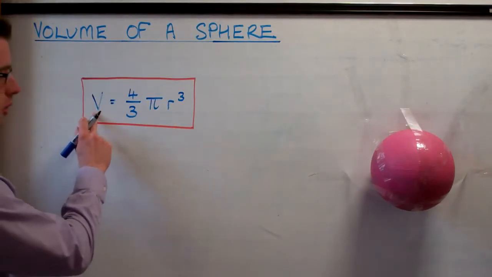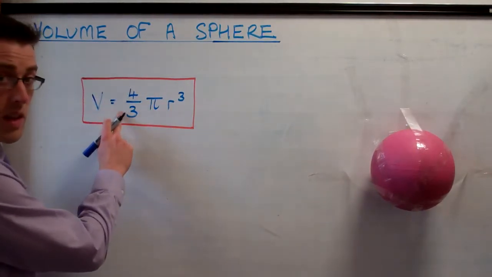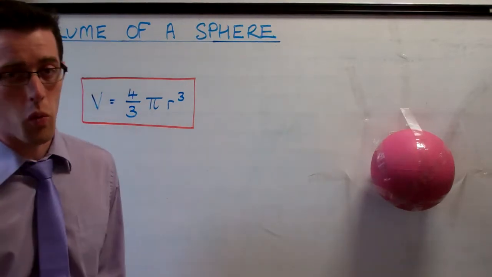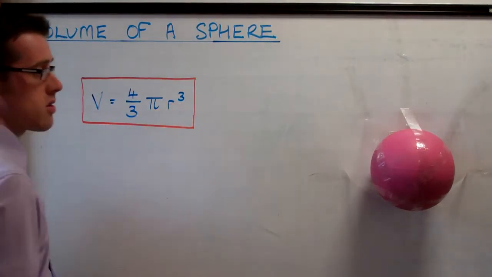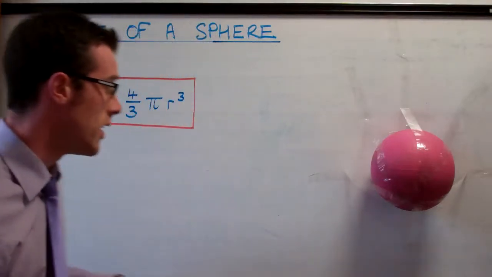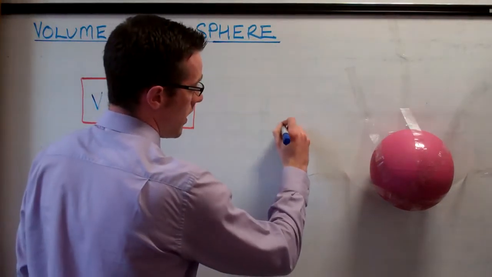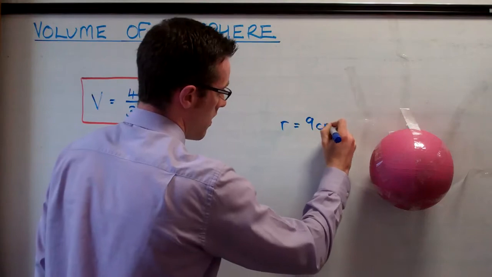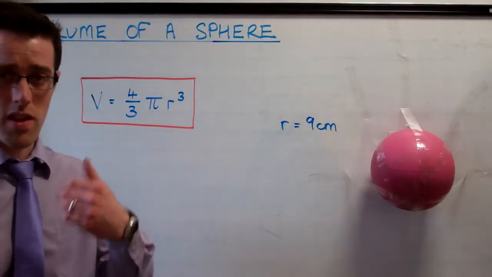Okay, so V for volume equals 4/3, it's 4 divided by 3, times pi, which remember is 3.14, it's just a number, times the radius cubed. Now I've measured the radius of this sphere, and I know that it is 9 centimetres. So remember, the radius is from the centre to the edge.